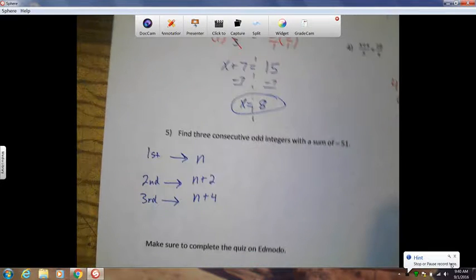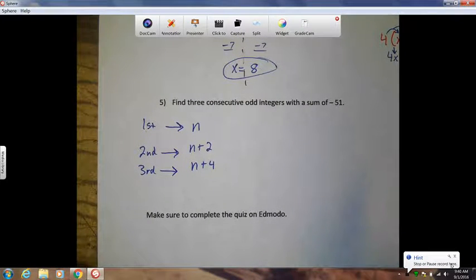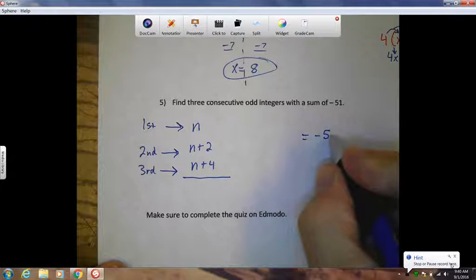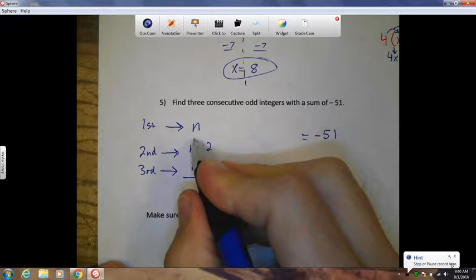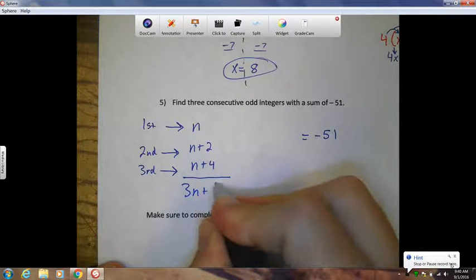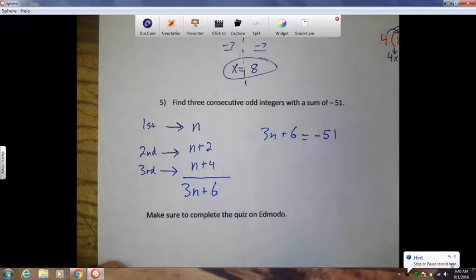Okay, I see that they have to have a sum of negative 51. So that means if I add them up, I have to get negative 51. So I'm going to go ahead and add these. I have 1n, 2n, 3n, and 6. So 3n plus 6 has to equal negative 51.